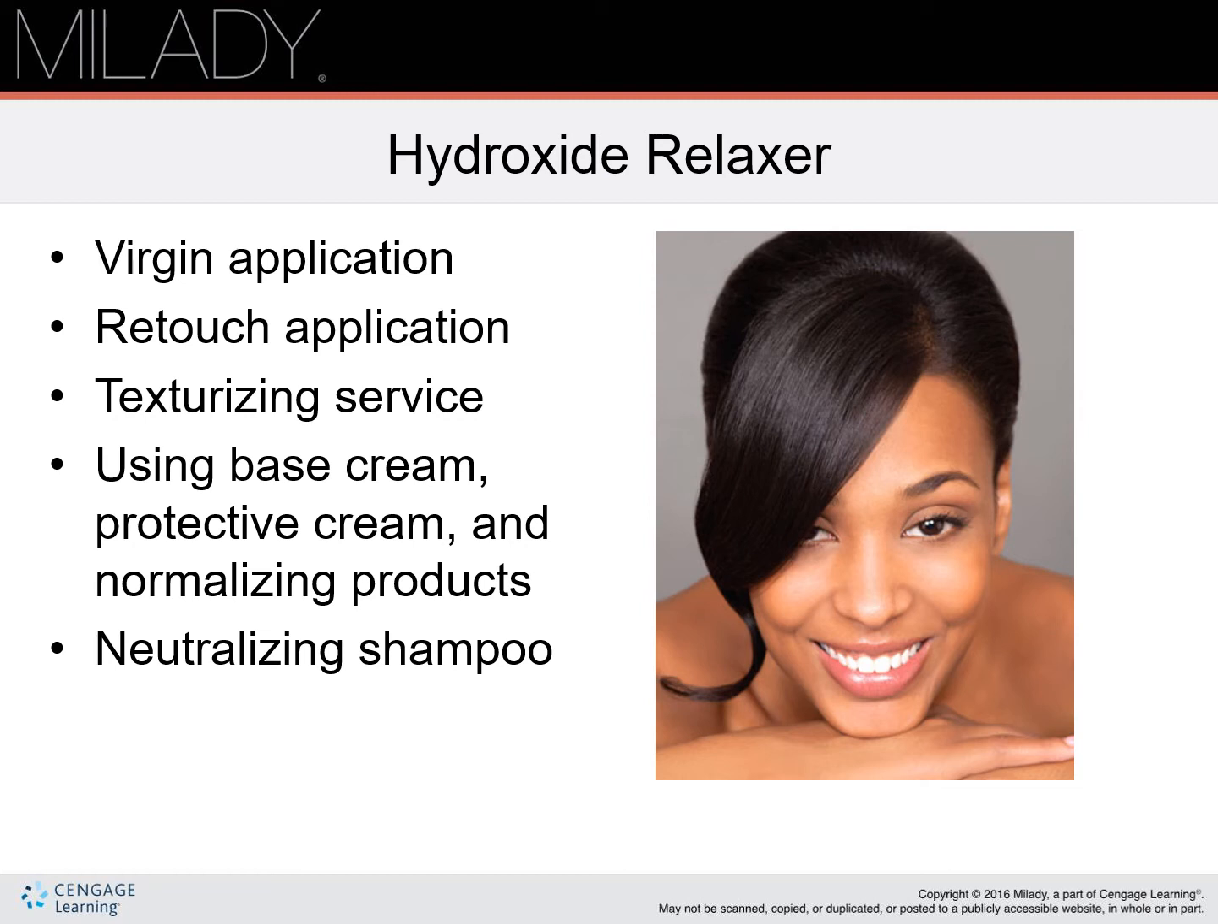Neutralizing shampoo. That is an acidic shampoo designed to restore the natural pH of the hair and scalp. Some produce a color signal that turns pink if any relaxer residue remains in the hair and turns white when all the relaxer is finally rinsed out of the hair. So rinse thoroughly.